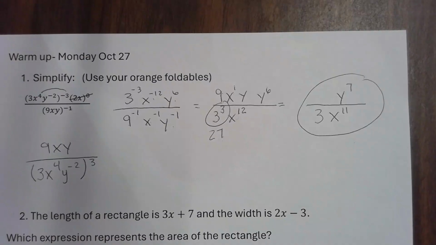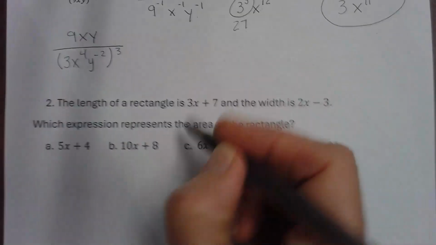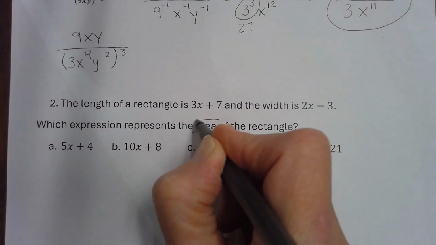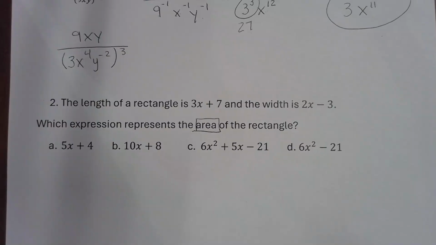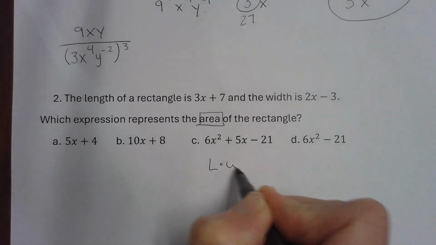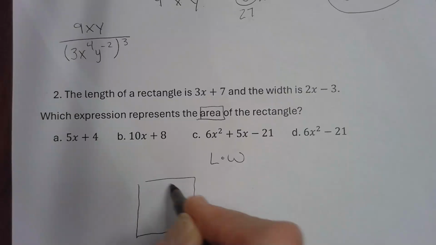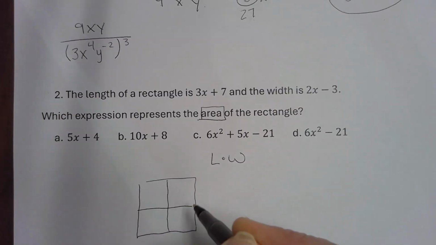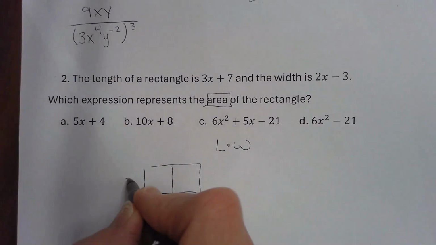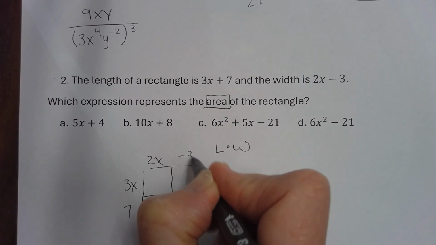All right. We've got a rectangle. Key phrase here is area, unlike yesterday, which was perimeter. Area means multiply length times width. So we actually do have a 2x2 box because we're multiplying. So I'm going to put 3x and 7. And then I'm going to put 2x and negative 3.